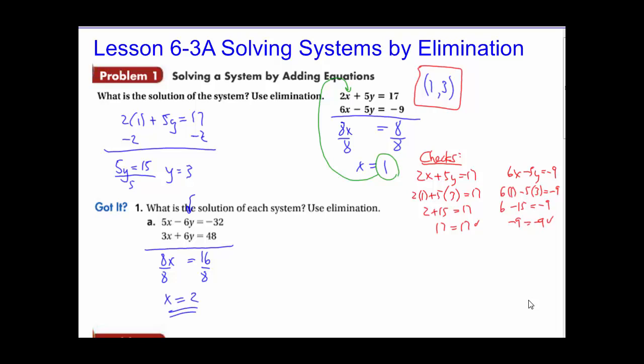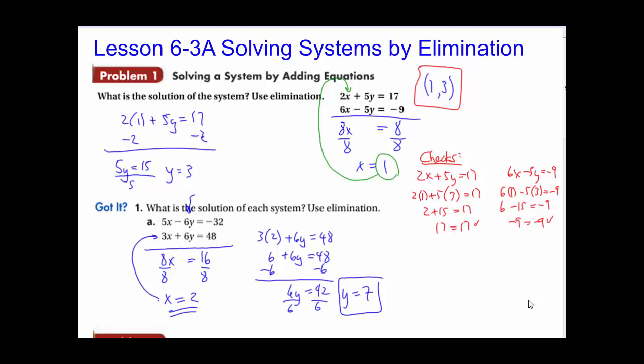Let's take our information and input this. We're going to plug in 2 for x. So we have 3 times 2 plus 6y should be equal to 48. 3 times 2 is 6, plus 6y equals 48. So when we subtract 6, we're going to get 6y is equal to 42. Now divide by 6, y is equal to 7. So right now we have a point that is x equals 2, comma, y equals 7.